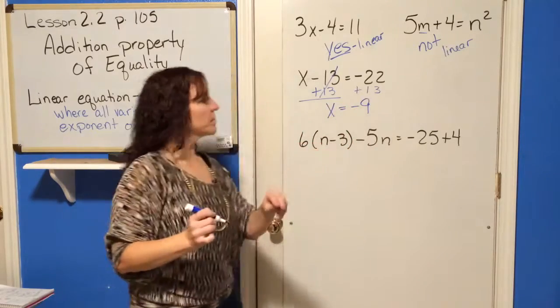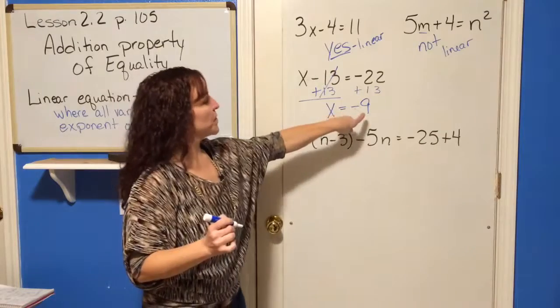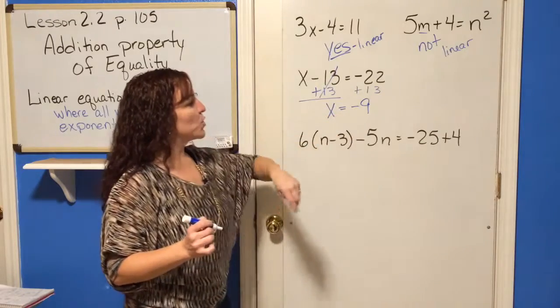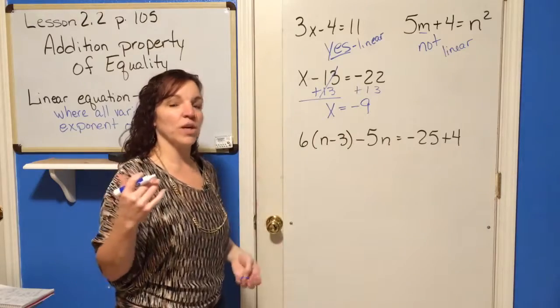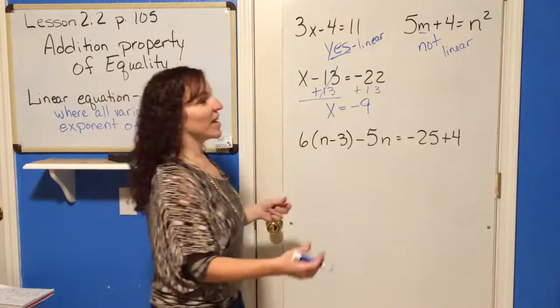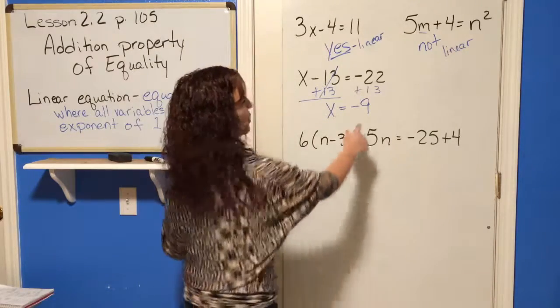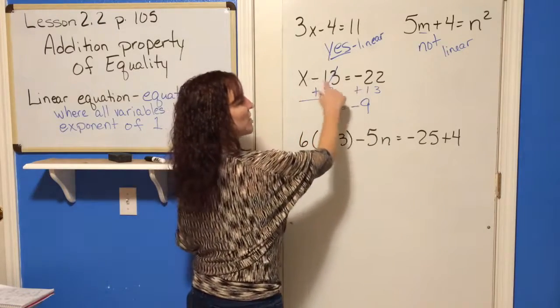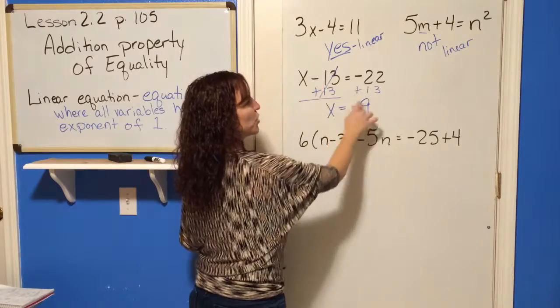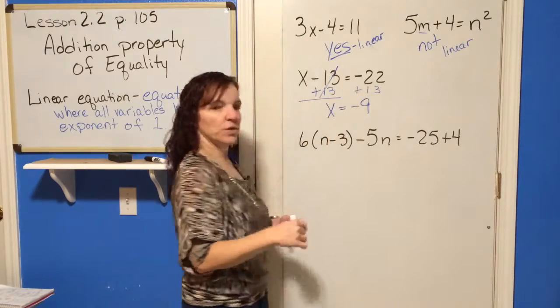So x equals negative 9 is my solution. And we learned yesterday, in section 1, that anytime we want to check your answer, just put the negative 9 in. Negative 9 minus 13. Yep, negative 9 minus 13. 9 and 13 are 22, and they're both negative, so negative 22.